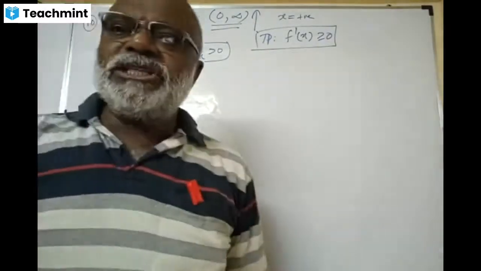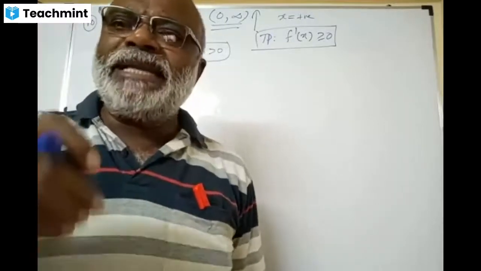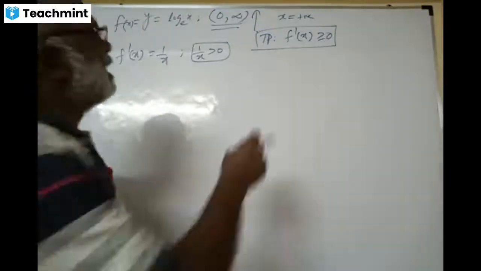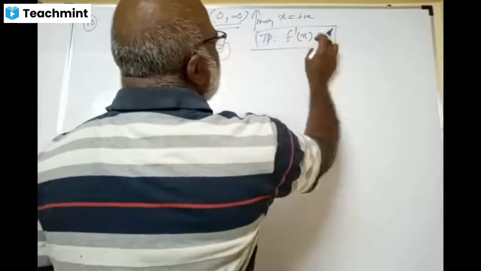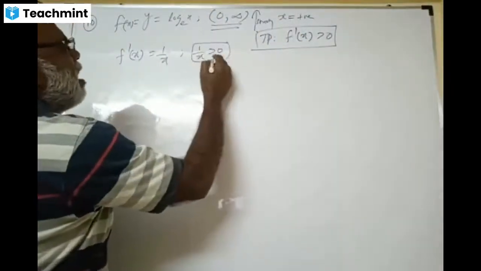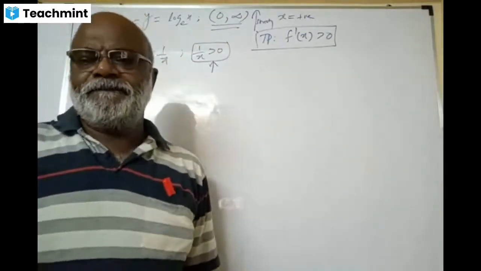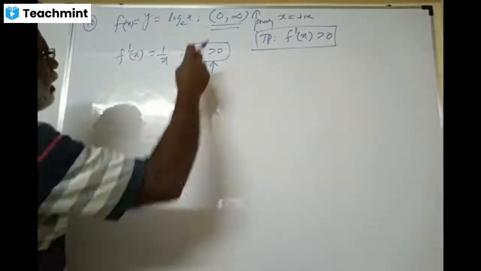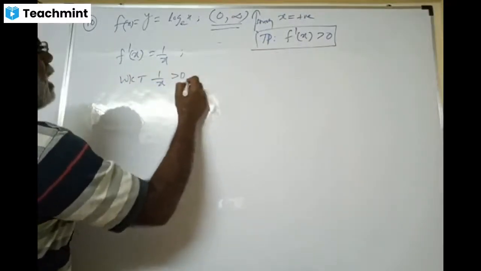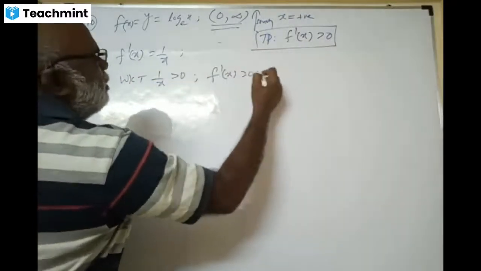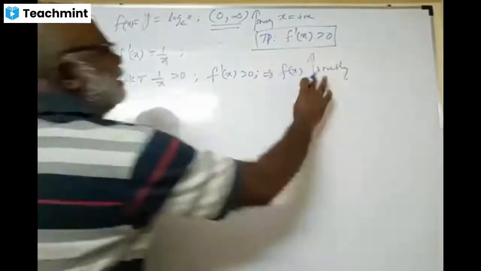1 by x will always be greater than 0. There is no problem in telling it is strictly increasing. Why? Because f dash x is greater than 0. So 1 by x is always positive. I told you some years back, do you remember? So we know that 1 by x is more than 0, hence f dash x is more than 0, which implies f of x is strictly increasing.